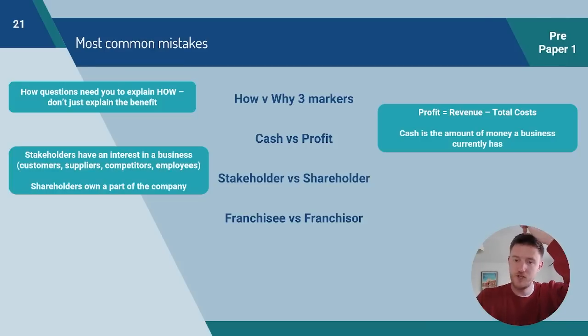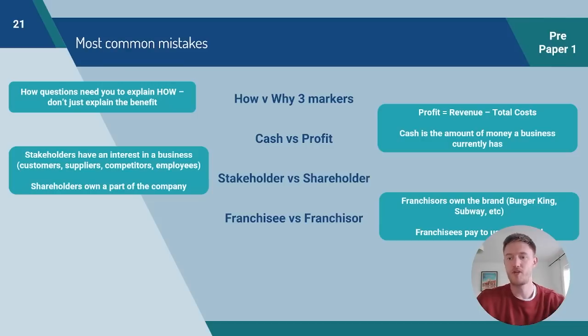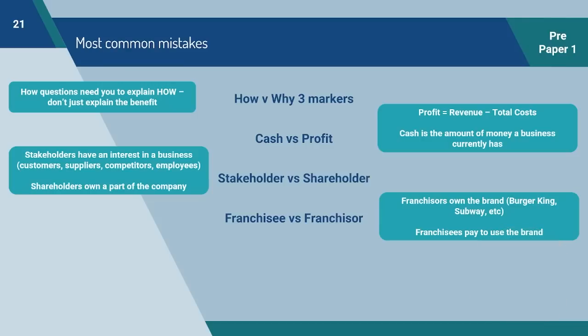A franchisee and a franchisor. When we're thinking about franchises, franchisors own the brand, like a Burger King, Subway, etc. Franchisees are the businesses that pay to use the brand. It's a really common mistake that students make, which one's which.